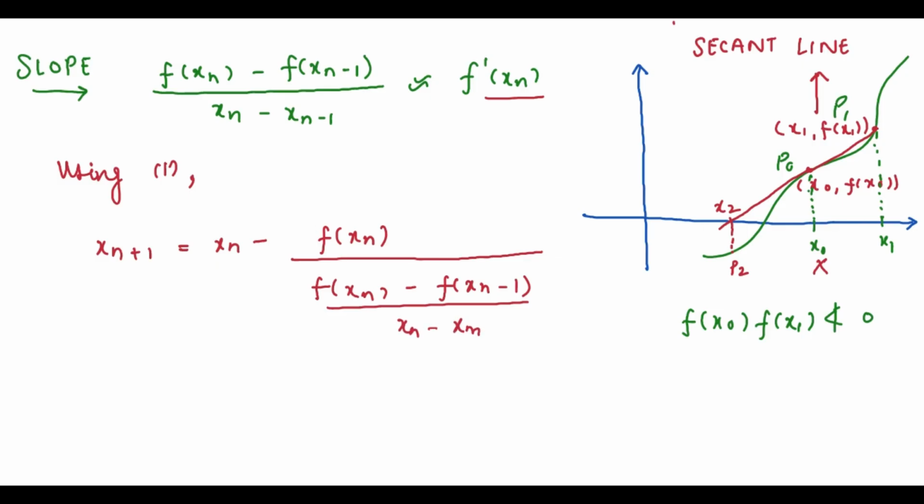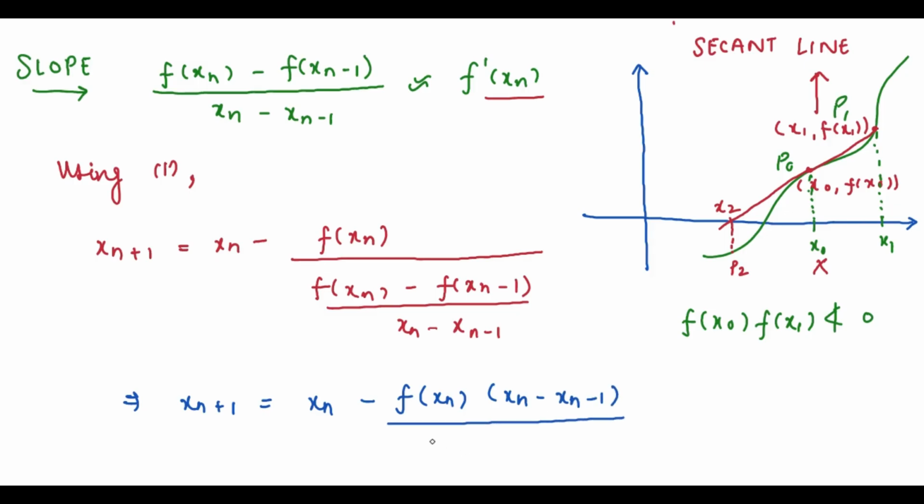Now simplify this complex fraction. Multiplying by the reciprocal, we successfully obtain x(n+1) equals x(n) minus f(xn) multiplied by (xn minus xn minus 1) divided by f(xn) minus f(xn minus 1). And finally, we got this answer. And this is the secant method iteration formula.